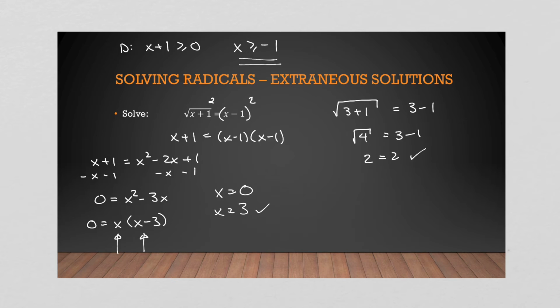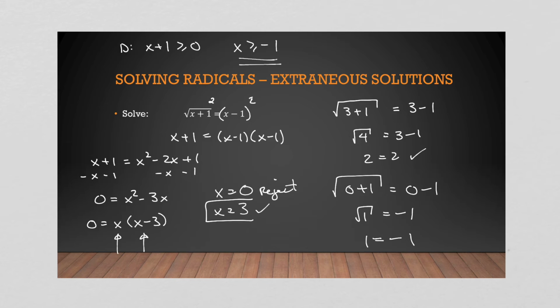Now when x is 0, we get the square root of 0 plus 1 should be equal to 0 minus 1. Well, now we have a problem. The square root of 1 equals -1. That's not possible. 1 does not equal -1. So we reject that solution and we only take that one. So that is how you check for your extraneous solutions.